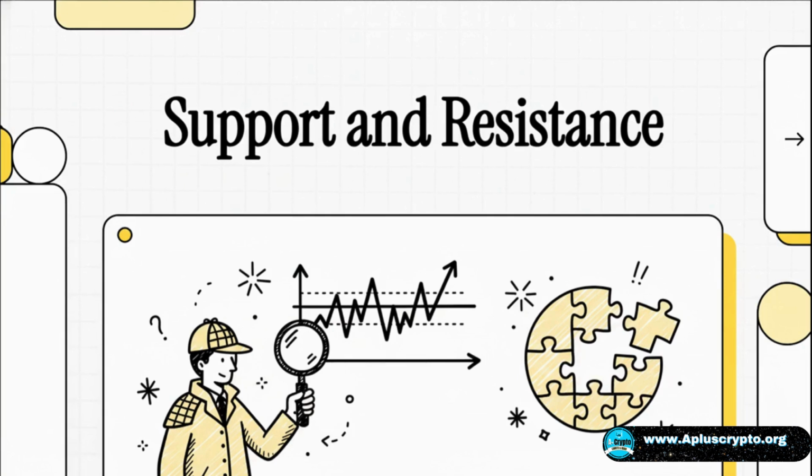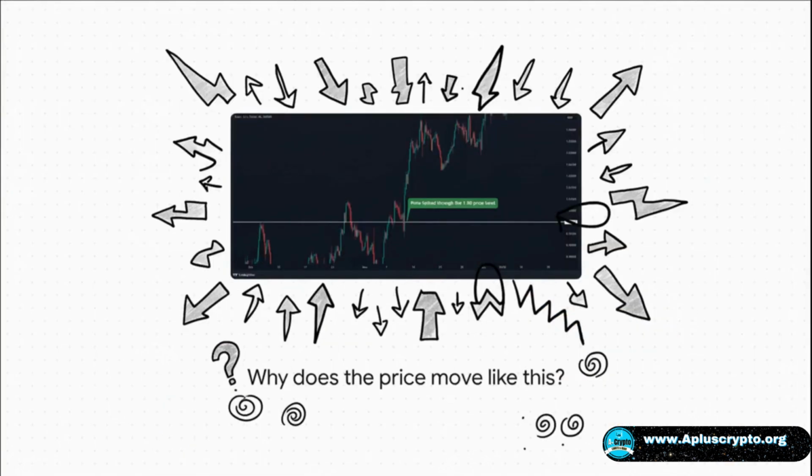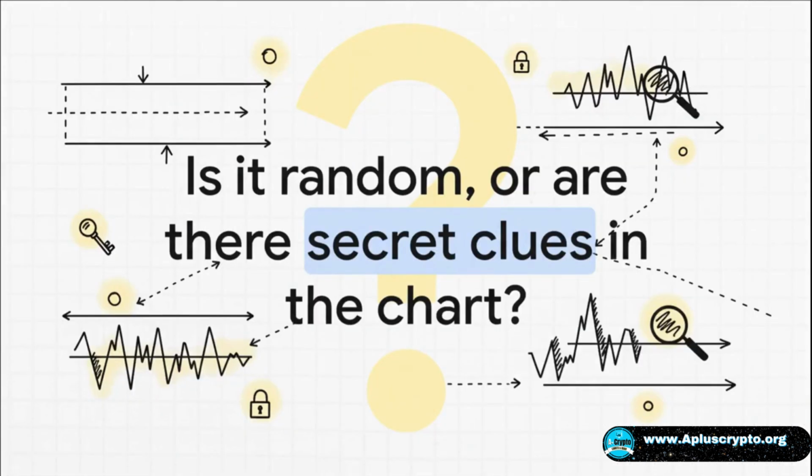So, let's dive in. Have you ever looked at a chart like this one and just thought, what is going on here? It's just a squiggly line that zigs and zags all over the place. It seems to stop for no reason and then suddenly turn around. So the big question is, why? Why does it move like that? You might think it's completely random, but what if I told you it's not? What if there are invisible lines that the price is actually paying attention to? Secret clues that can help us make sense of the chaos. And that's exactly what we're going to uncover.